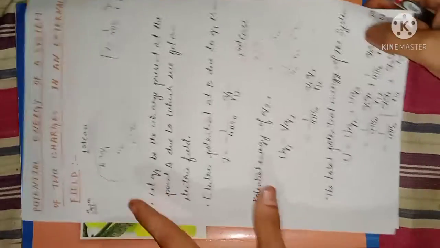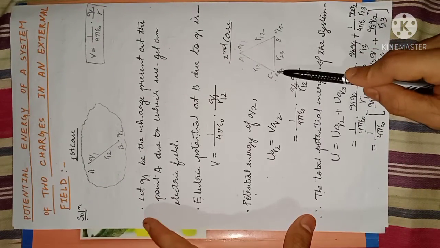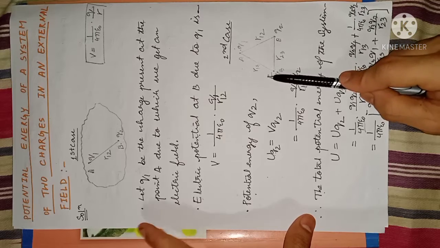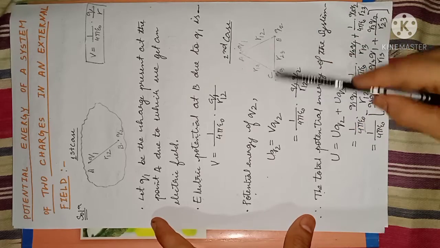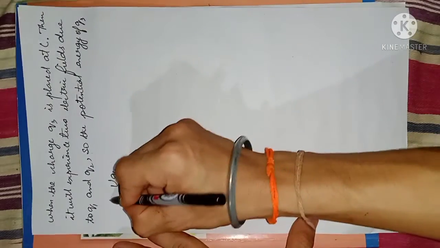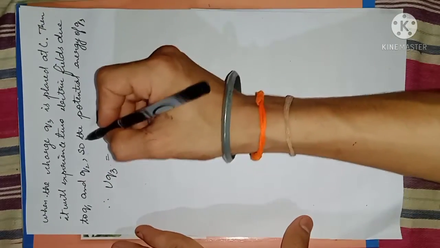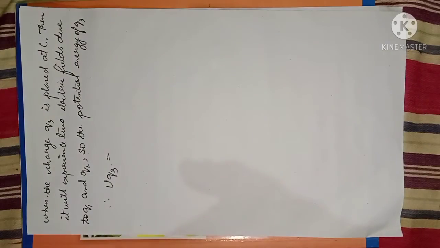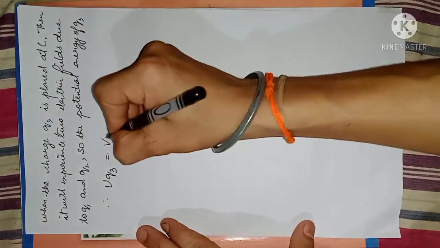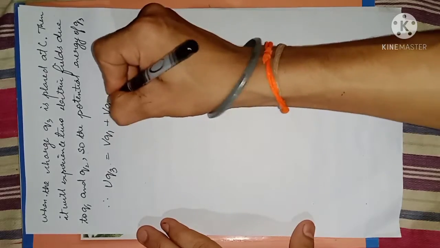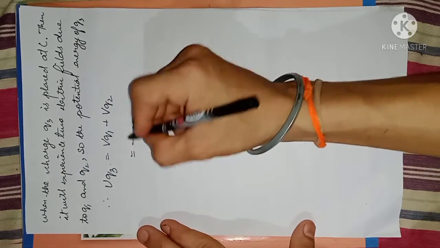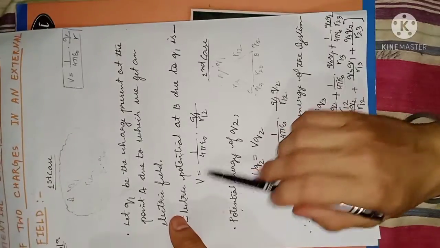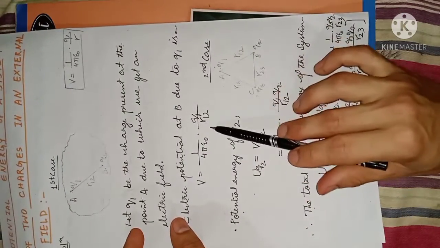You can look at the diagram carefully. When the charge Q3 is placed at the point C, then it will experience two electric fields due to Q1 and Q2. So we need to find the potential energy of Q3 now. Therefore, UQ3 will be equal to, since we know that UQ3 is equal to VQ1 plus VQ2 from the previous relation. So we can substitute the values here directly. V means 1 by 4 pi epsilon naught into Q1 by R12.